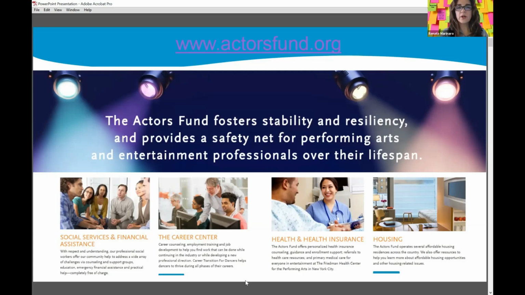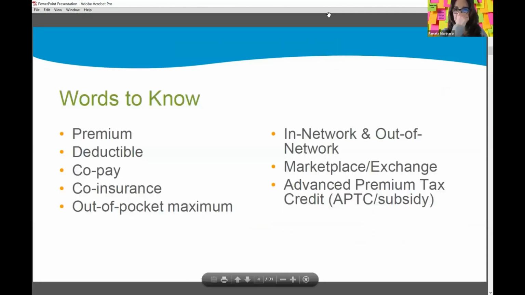Okay, so we're going to go over some basic words to know. After each section, we're going to stop and ask you if you have any questions. And I think it's important because this builds on itself. So if you don't understand the basic terms, it's going to be a problem down the road when we're talking about some of this stuff.